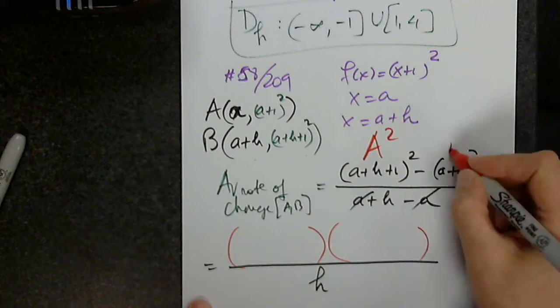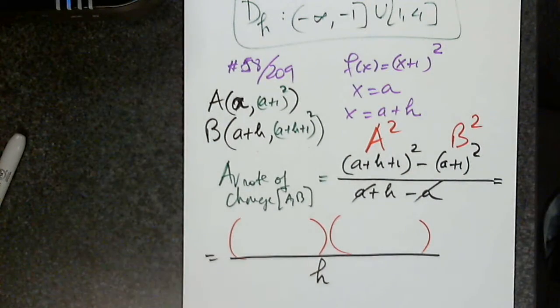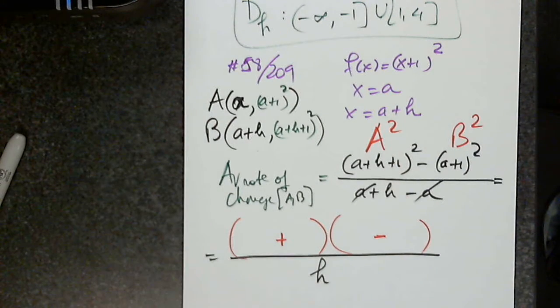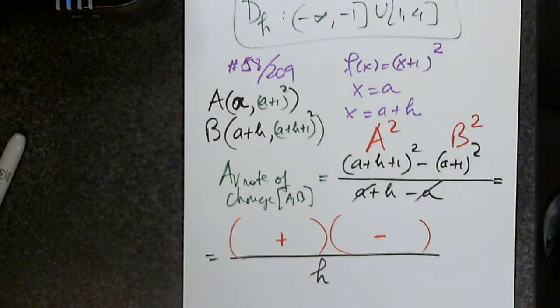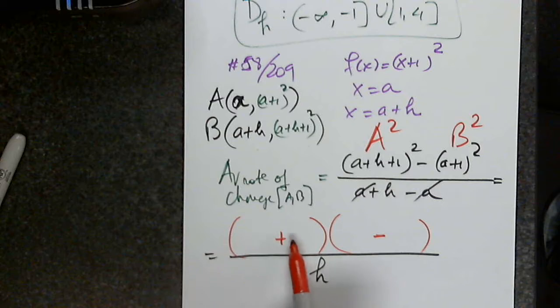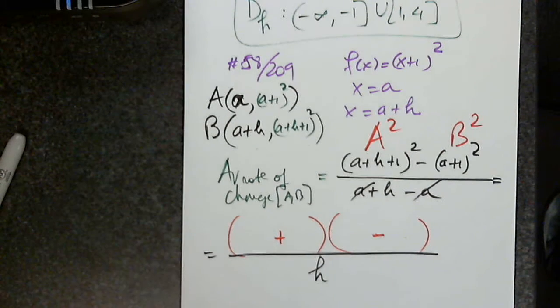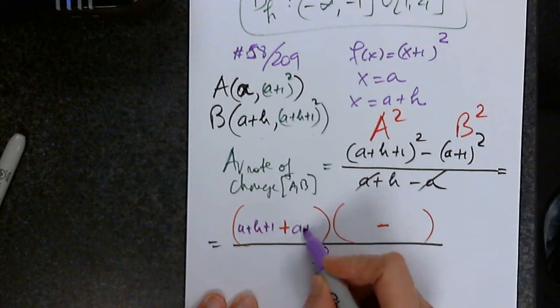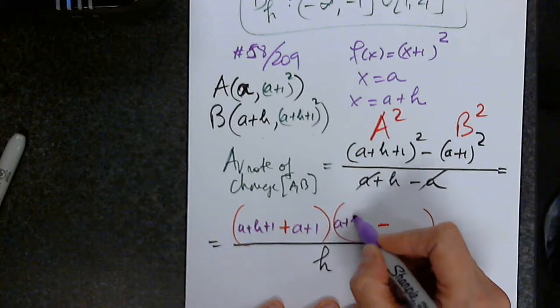This will be like a squared minus b squared. So that will be a plus in the middle and a minus in the middle. I recommend this because it's easier to simplify than raise a trinomial to the second power. But the question is, what do I have here and here, and what do I have here and here? So how do I simplify that? Very good. A plus h plus 1 plus a plus 1 and a plus h plus 1.